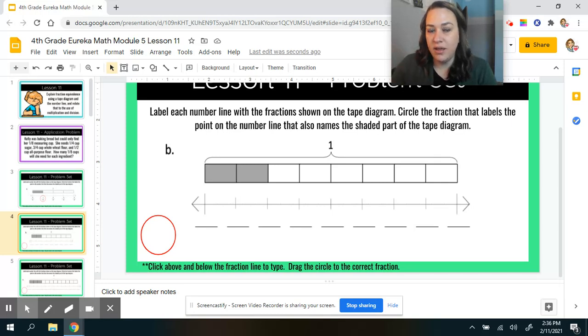Okay, so we're going to do this to 2 more number lines and tape diagrams, but all of these are going to have something, they're all going to be equivalent. And I want you to see if you can catch on to that, okay?